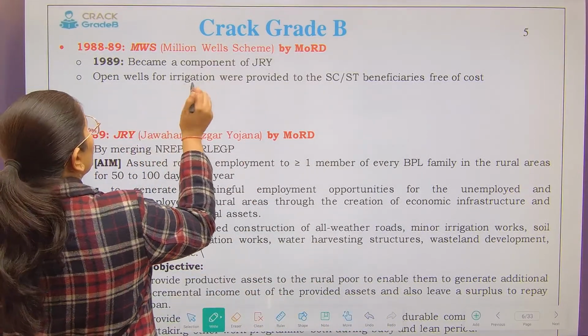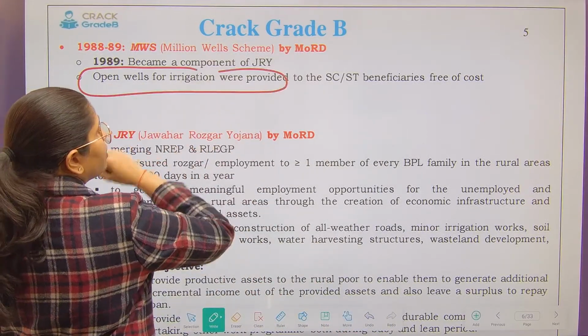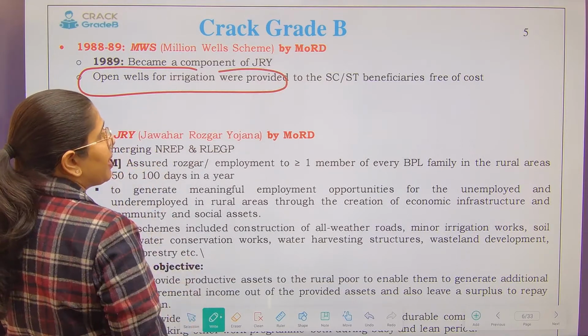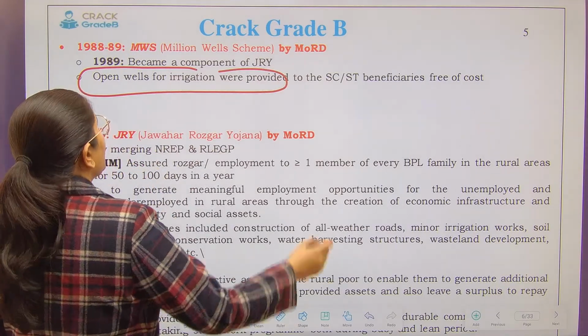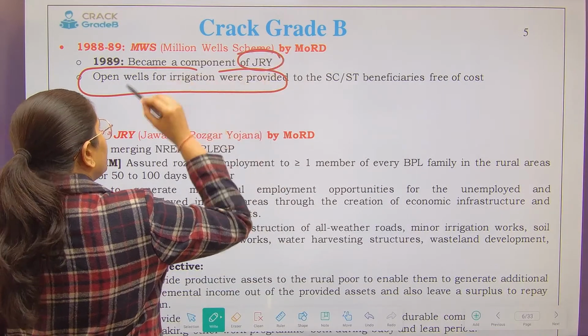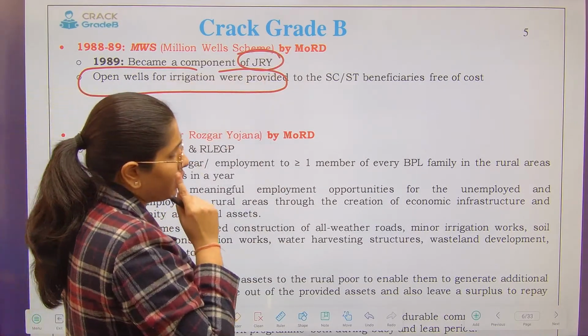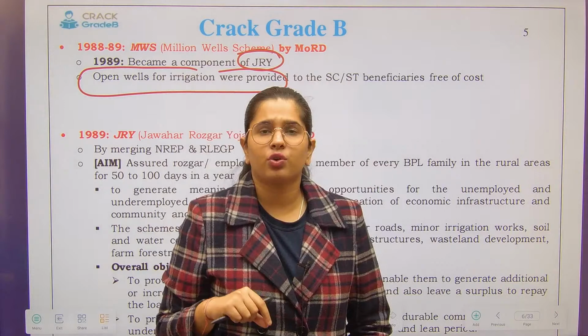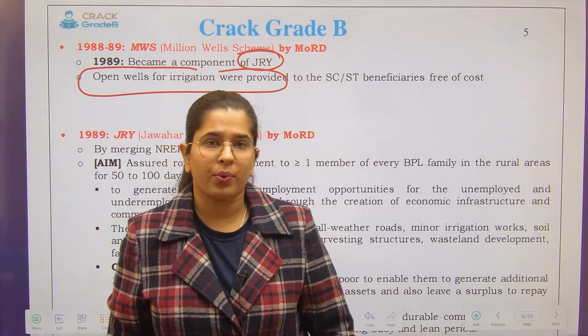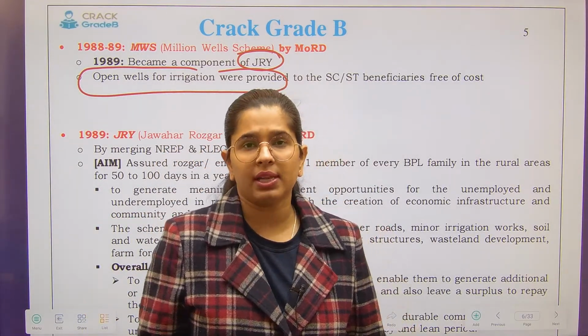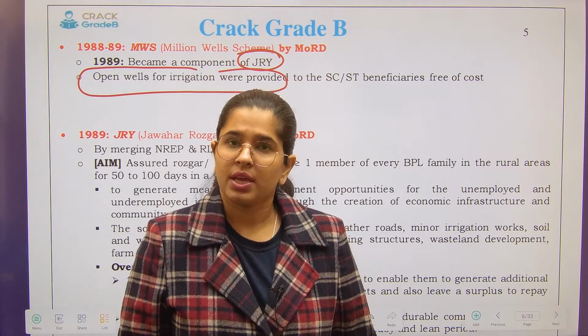Why was it started? To open wells for irrigation. It was provided to SC/ST beneficiaries free of cost. It became a component of the Jawahar Rojgar Yojna. See, all these Rojgar Yojnas have a component that they want to create durable assets for future use, right?